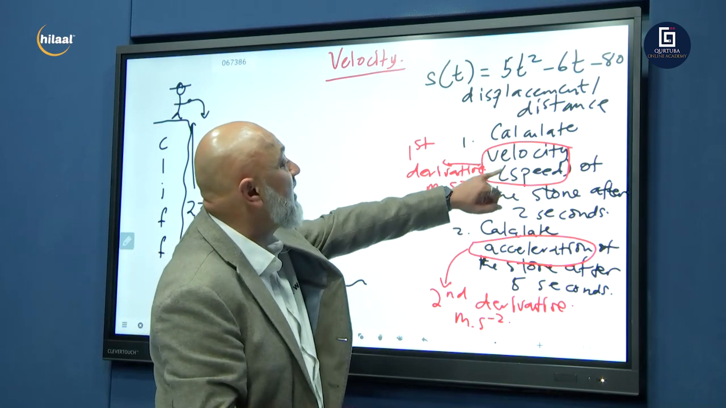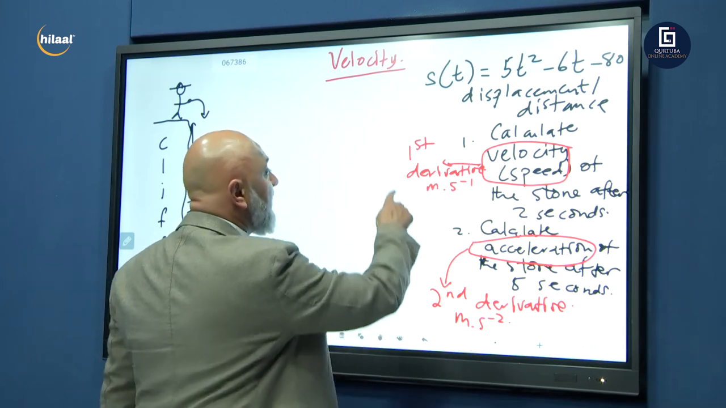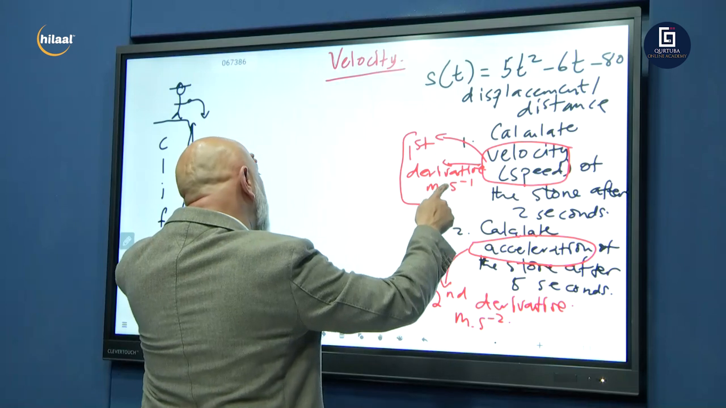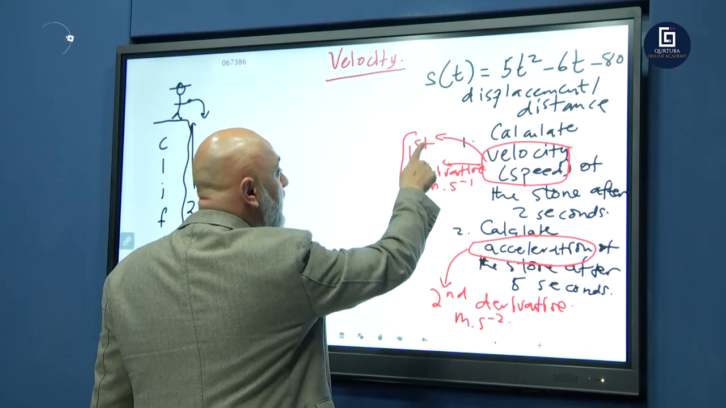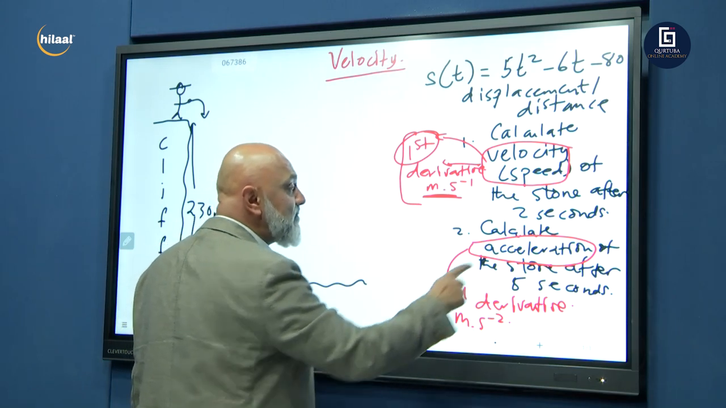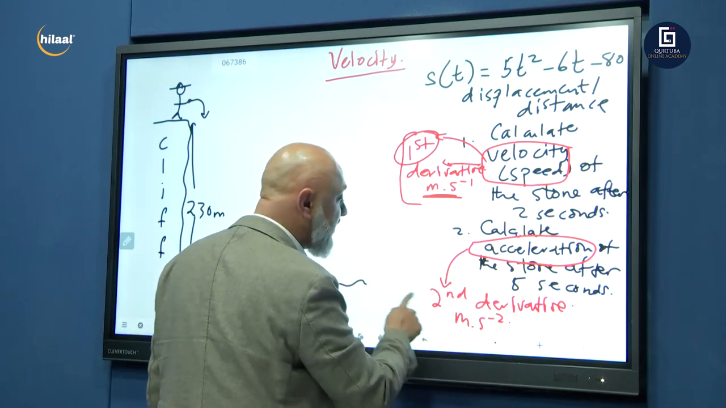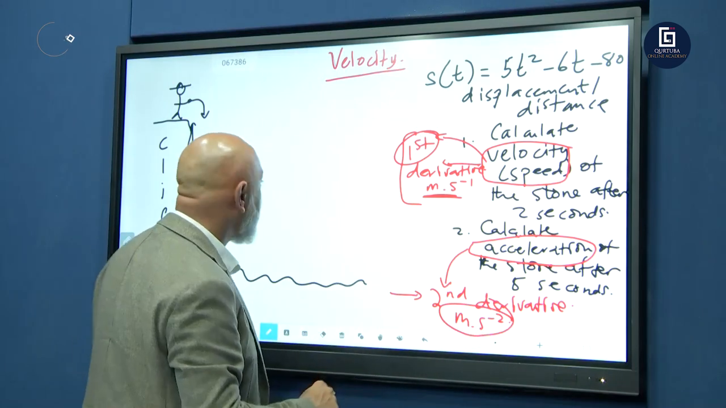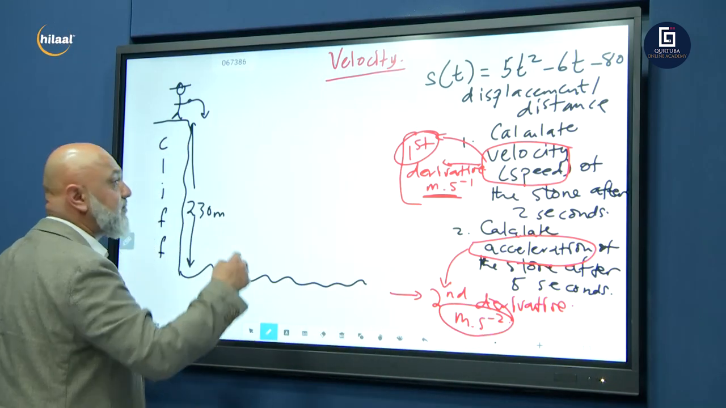So there we go. Whenever they use the words calculate velocity or calculate speed, we are using the first derivative, and that's your ms to the minus 1. And whenever they ask you about acceleration, we're using the second derivative, and that is ms to the minus 2. Okay, so let's answer this question.